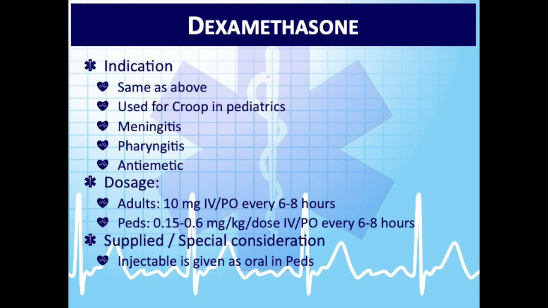A lot of times you'll see it given prior to chemotherapy. Chemotherapy is really hard on the GI tract and causes a lot of nausea and vomiting. They'll give a 10 milligram dose, sometimes a 20 milligram dose IV of dexamethasone. You'll see it a lot in the ER used for croup in little ones. And then you'll also see it in meningitis, pharyngitis, and like I said before, as an antiemetic. So adult dosing is anywhere from 10 to 20 milligrams. Pediatric dosing is actually the same. It's 0.15 to 0.6 mg per kg per dose every 6 to 8 hours.